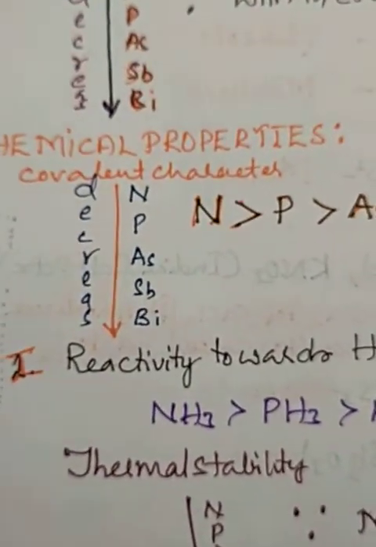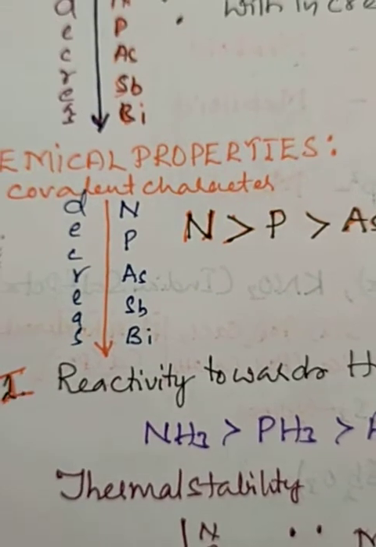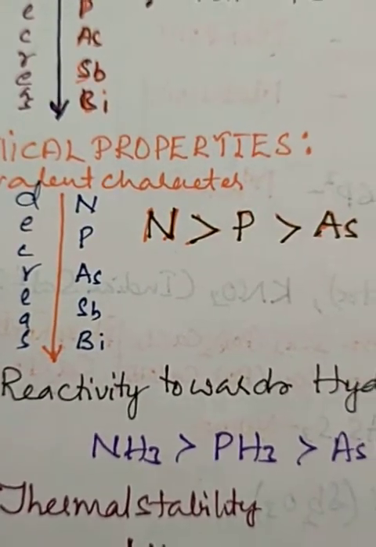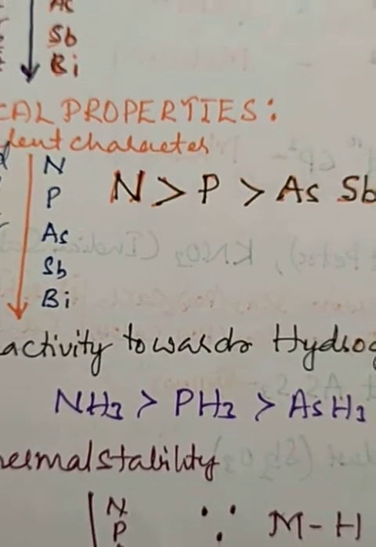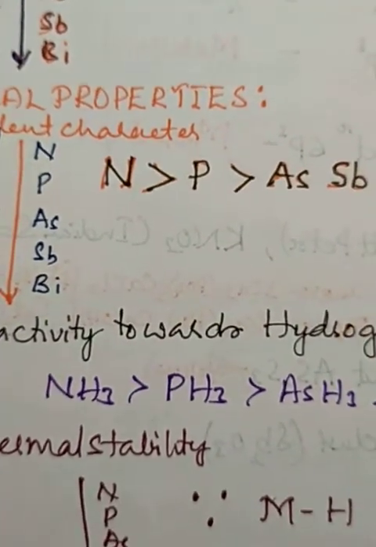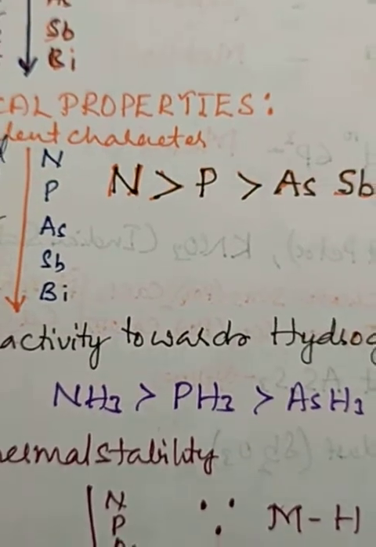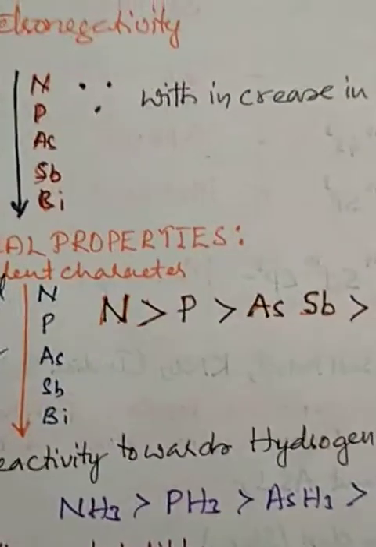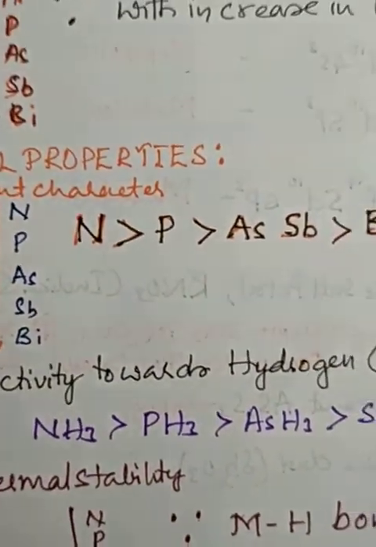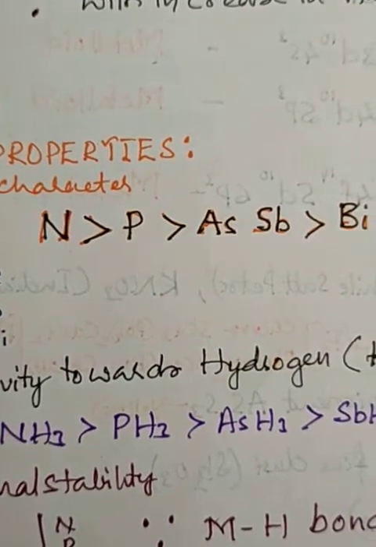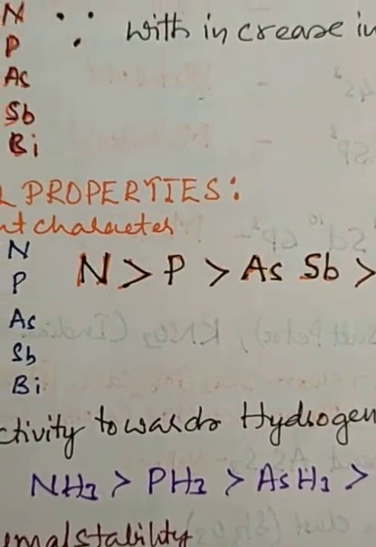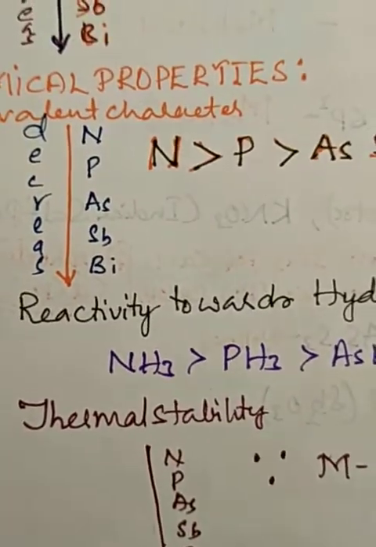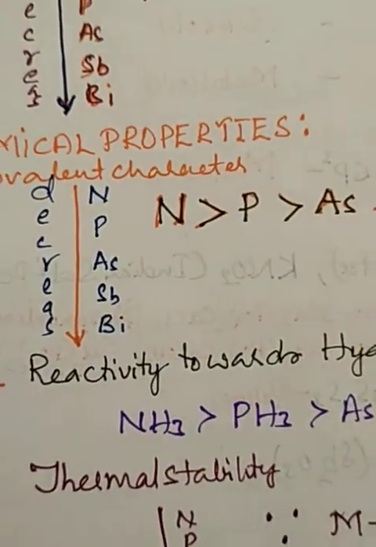In that one, covalent character, reactivity. Is nitrogen less reactive or more reactive? As it decreases down the group, let's go for reactivity. Ammonia, that is with hydrogen, has more thermal conductivity. Hydrogen has more thermal conductivity.